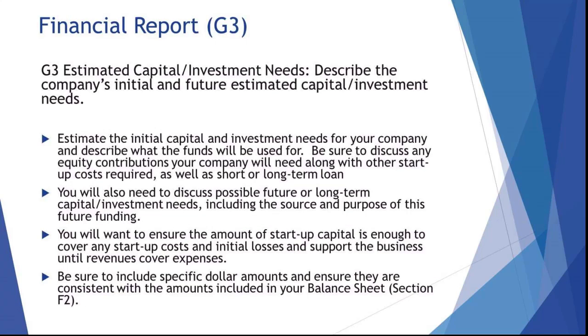The last part of section G, your company's estimated capital and investment needs, will discuss both the initial needs of your business along with any potential future needs. The initial capital needs will be based on the losses that your company may have incurred during the first year, along with startup costs and any large purchases that your company needed. So you will want to make sure that the amount included is enough to cover all three of those items.